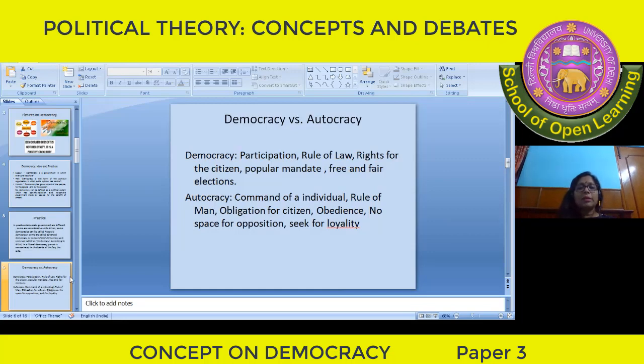When you talk about governments in the Middle East that are not democratic, that means they are autocratic in nature. The government is based on the command of an individual, monarchs are ruling, and citizens owe obligation and obedience. There is no space for opposition to work, they seek loyalty, and there are many things going on which are autocratic in nature. There will be no political party and all that.